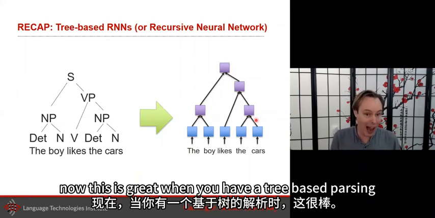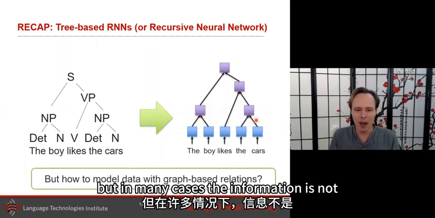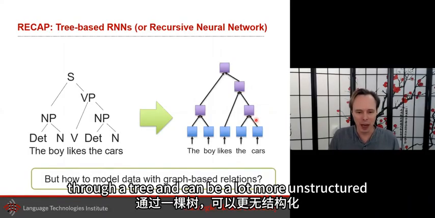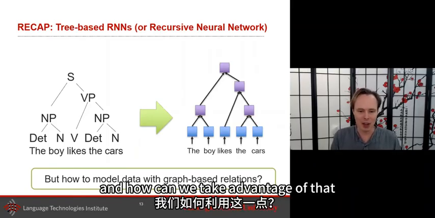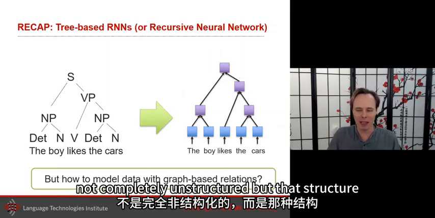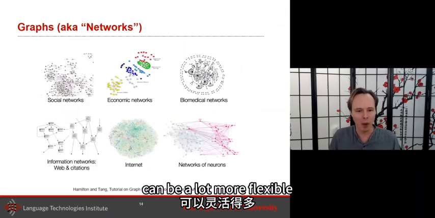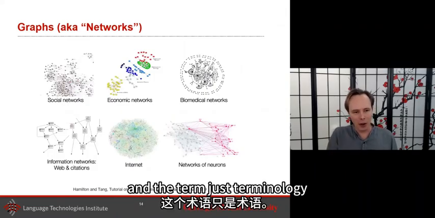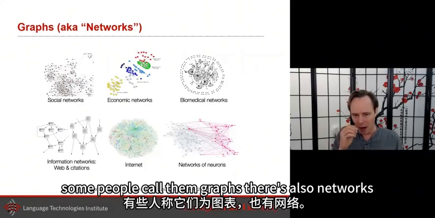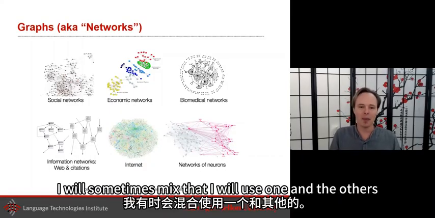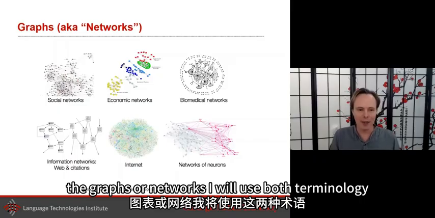Now, this is great when you have tree-based parsing, but in many cases the information is not a tree and can be a lot more unstructured. How can we take advantage of a structure that is not completely unstructured, but can be a lot more flexible? Just terminology: some people call them graphs, and there are also networks. I will use both terminologies.